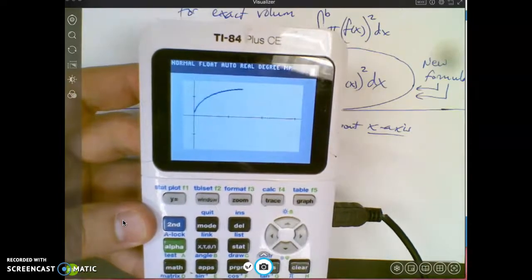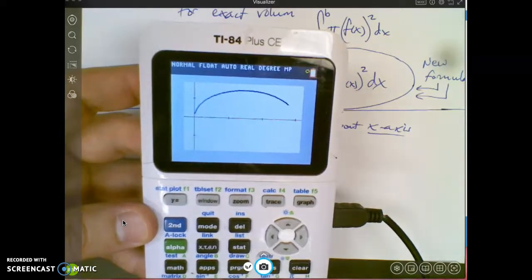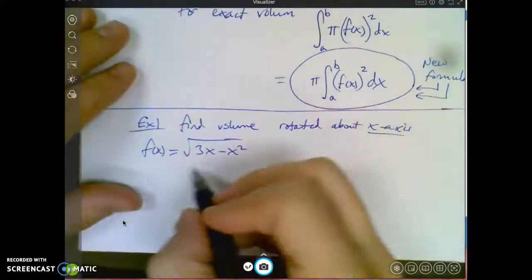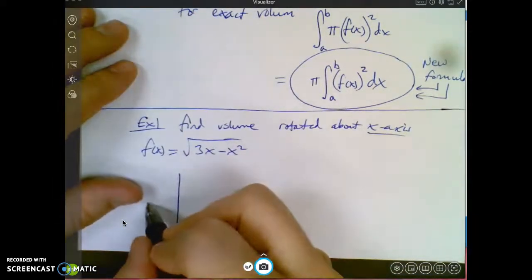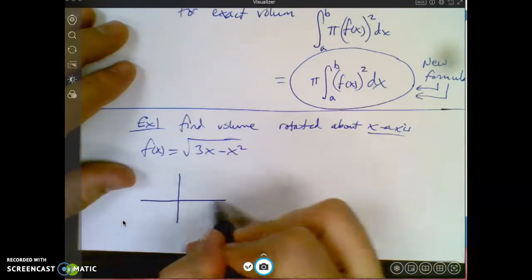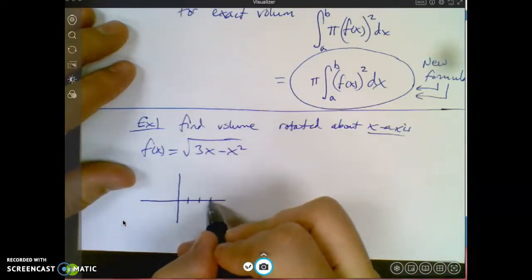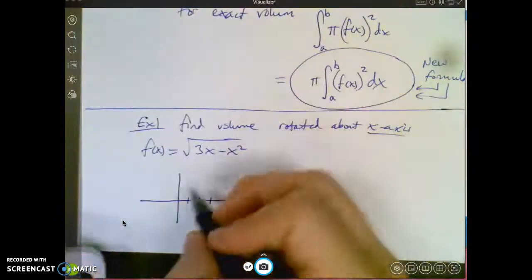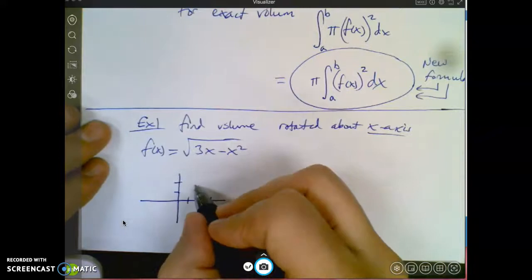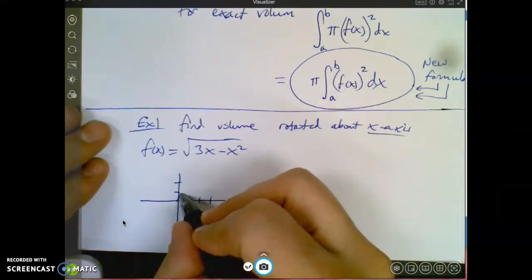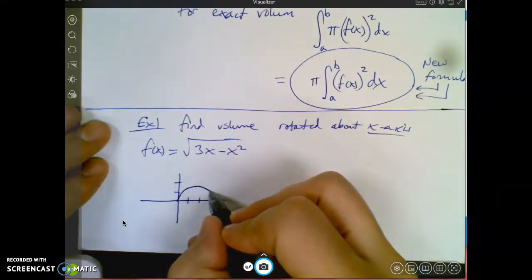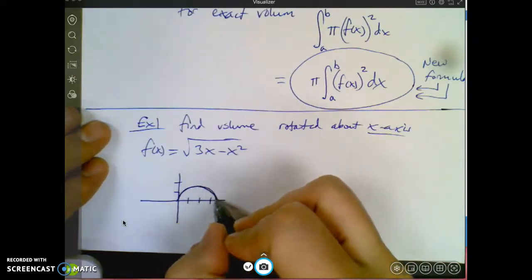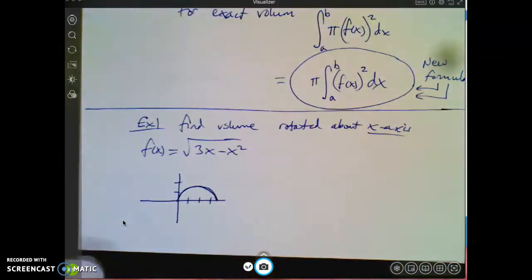So here's my equation. It goes from 0 to 3. It's not a circle, it's more like an oval. So 1, 2, 3, it starts here. It's hard to tell what the height is, but it looks like 1.5 maybe. So it's going to go boom. It's like half an oval.